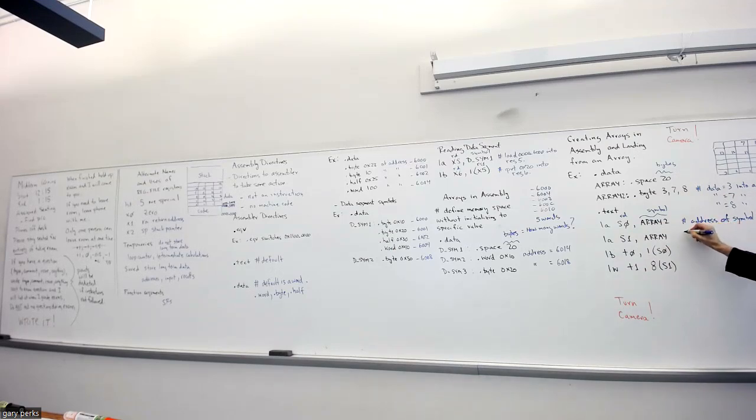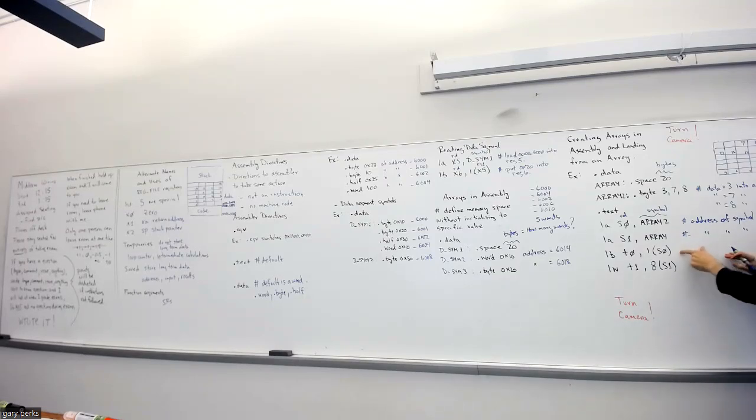Okay, and then this LA command would take the address of symbol array and put it into register S1. That was the array that we just allocated space for, didn't put any specified values into, but it would have address 6000. So this would put hex 6000 into register S1.